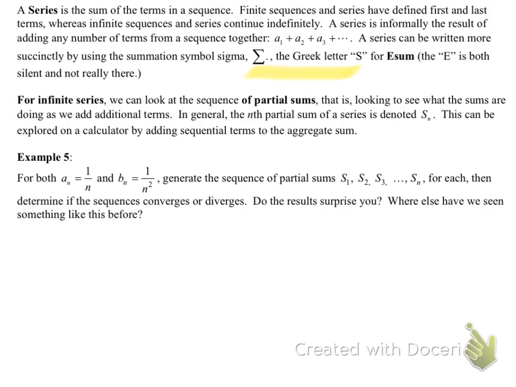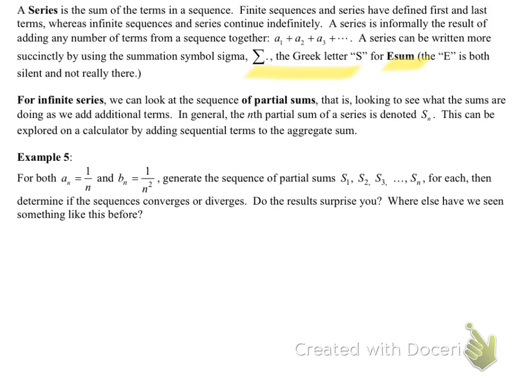And then the sum. Yeah, the E is silent in there. But we look for the sequence of partial sums. So sometimes what we do is we look at the pattern of maybe adding up a few of the terms to see maybe if it's going to add to something really big, maybe diverge, like infinity big, or if it's going to add to something finite, like some value, which would be convergence.